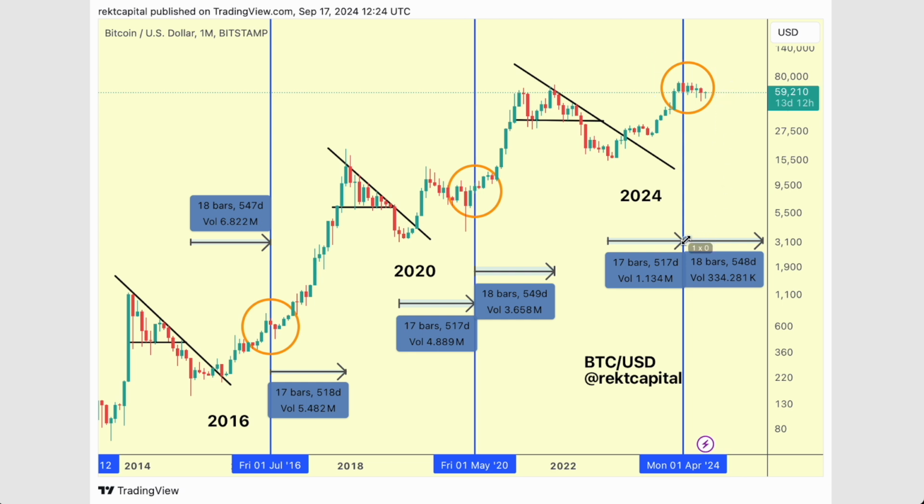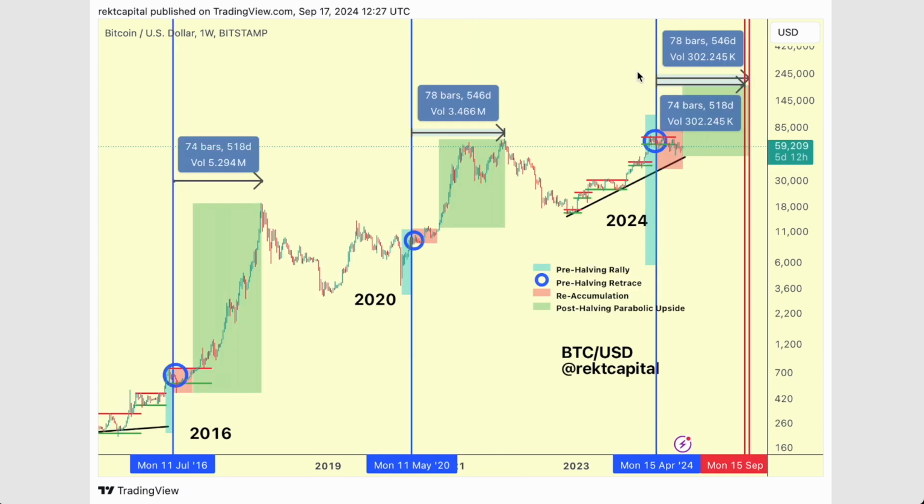But we will reverse towards the upside at some point, and that point is coming quite soon, because 160 days after the halving, we see a breakout to new highs.